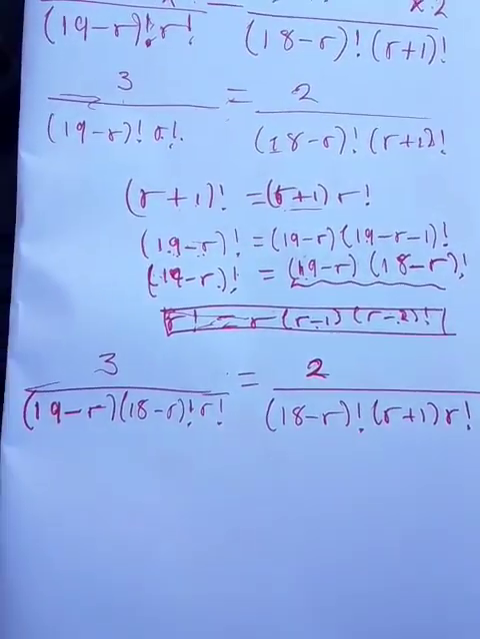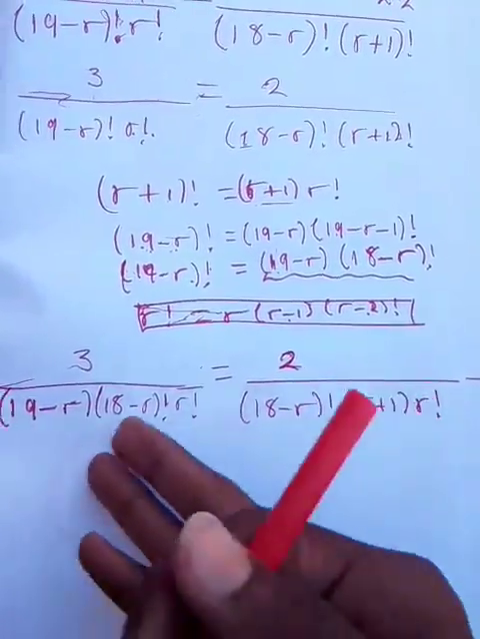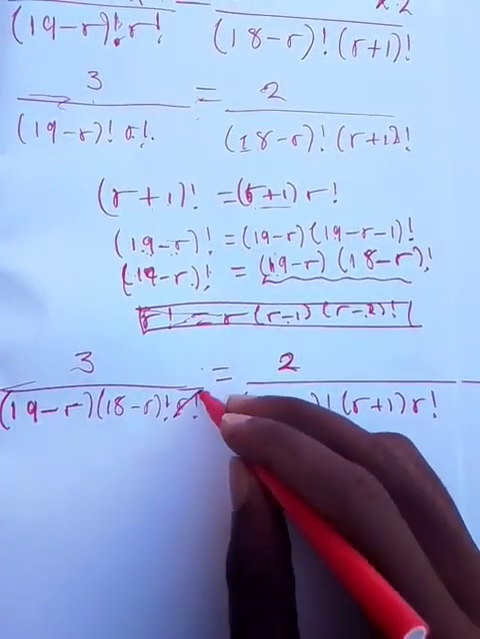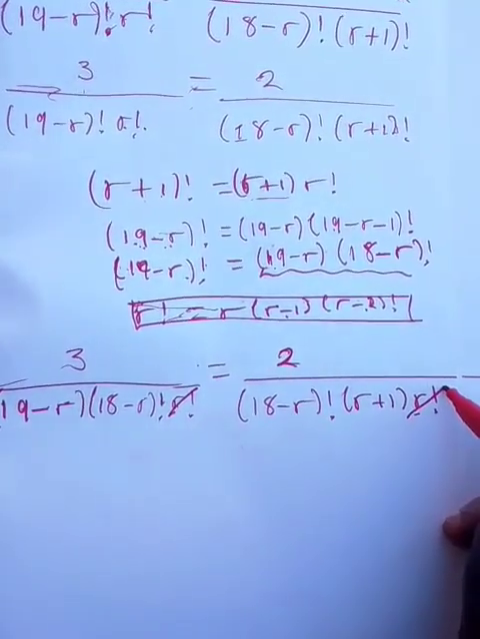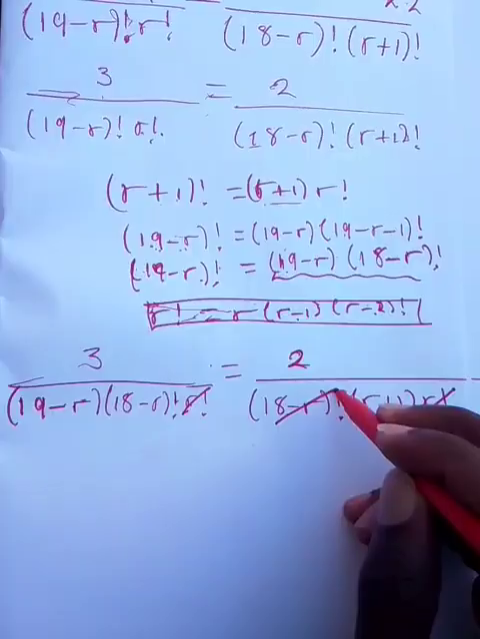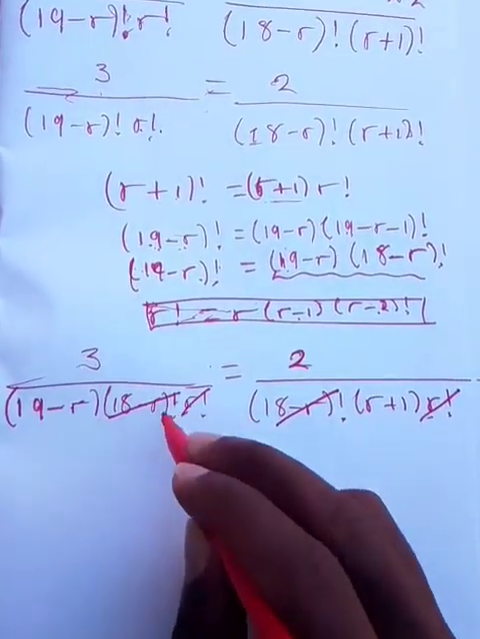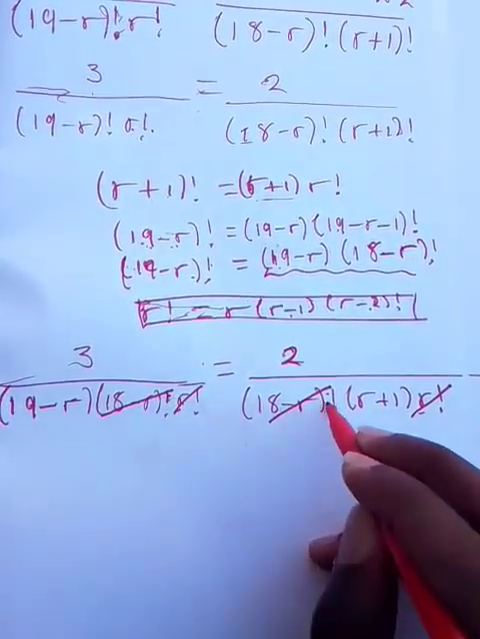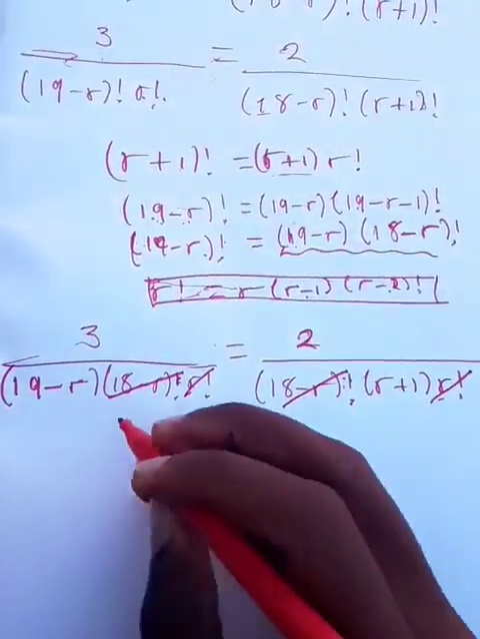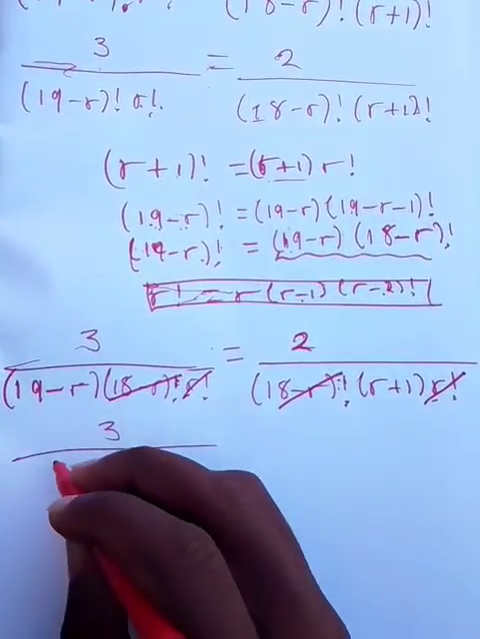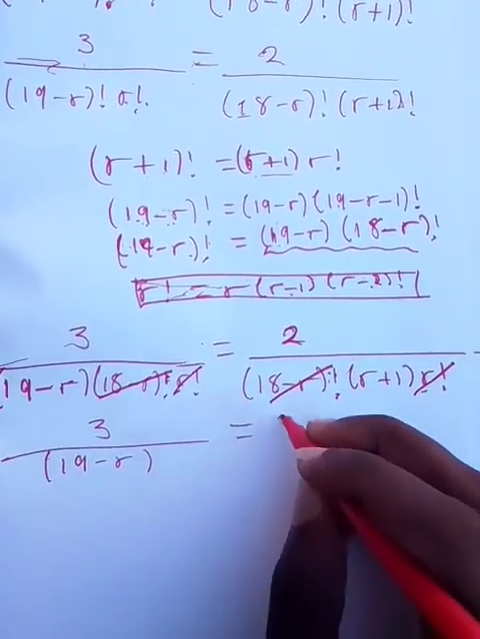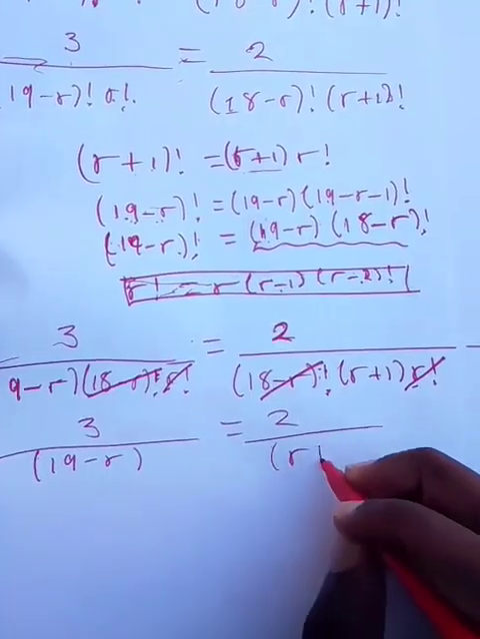Okay, now let's see if there are some similar things now. So the first thing that I've spotted is this one. This is now even on this side, so I'll cancel it out. What else? This is on this side. Even here it is there. It is accompanied with the factorial, so I'll cancel them out. What have I now remained with? I've just remained with 3 over 19 minus r is equal to 2 over r plus 1.